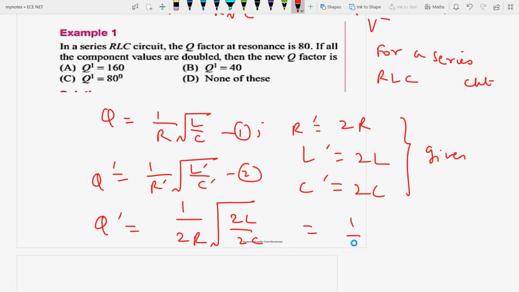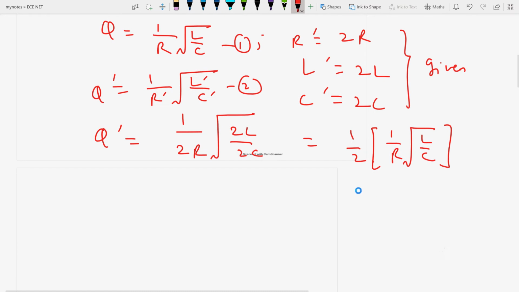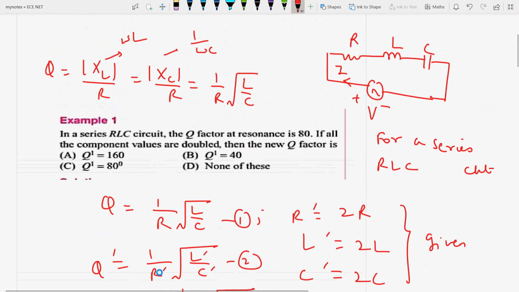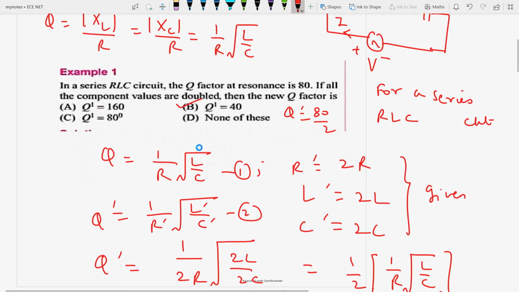So I can write it as 1 upon 2 of 1 by R under root L upon C. So this is the formula, that is 1 upon 2 into Q. That means this Q dash is equal to Q by 2. Okay, so what will the answer be? For 80 it was, so Q dash is equal to 80 by 2. That means it will become 40. So the answer will be 40. Getting it? So this is the formula. You should learn to follow it.